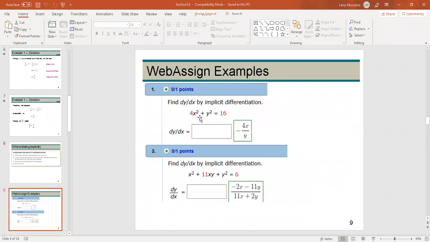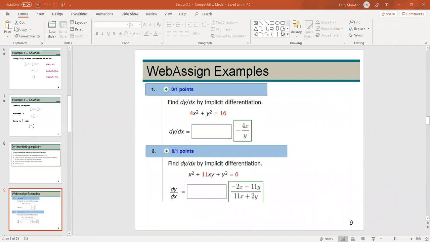All right, let's take a look at this WebAssign example. So I'd like to take the derivative of this function. But to do that, notice I would try to get y by itself on one side to see if I could use our normal differentiation rules. But notice here it would not be easy to get y by itself. I'd have to take the square root and so on. So instead, I'm going to use implicit differentiation.